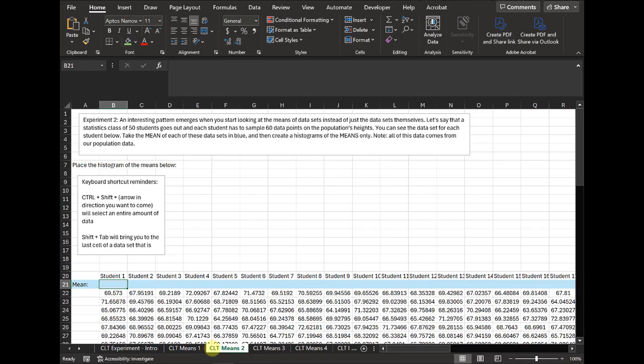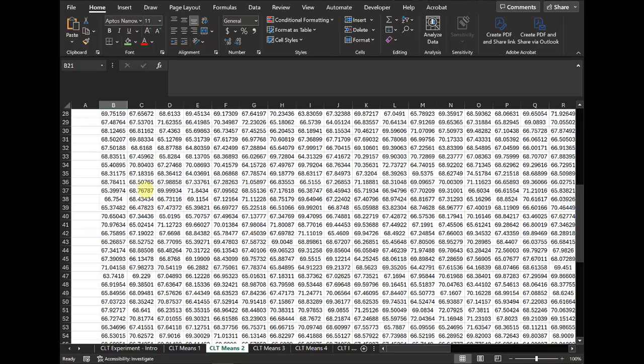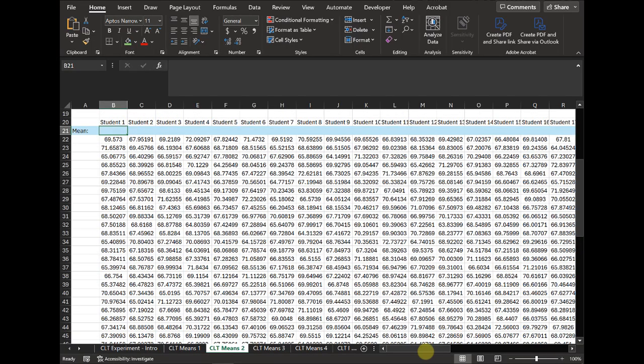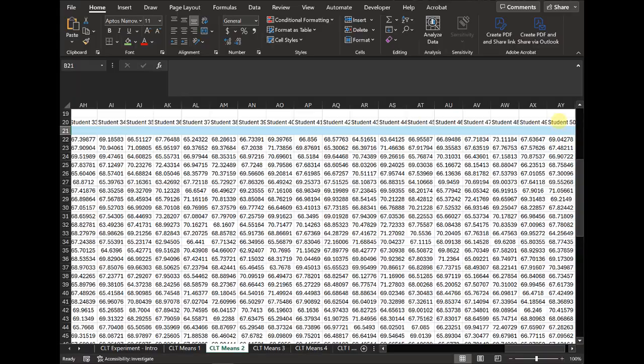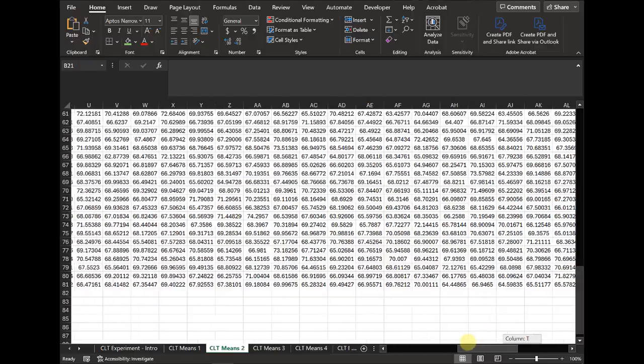So we want to start understanding patterns that emerge that move us towards using the central limit theorem. Now we're going to have 50 students go out, and this time we'll have them get 60 data points, again on height. So underneath here, for each student, I have student 1, student 2, student 3, all the way out to student 50. These are the 60 data points that each student went out and got.